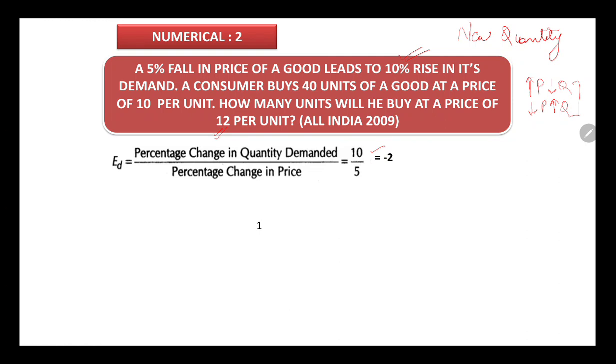But also they say a 5% fall in price. Fall means that it's a negative figure over here, and there is a rise in its quantity demanded. So you will always put a minus sign, let's say minus 2. But if someone asks you what kind of elasticity of demand it is, it is more than unit elastic, because when you are analyzing and giving a statement about what kind of elasticity it is, you will always focus on the absolute value, which is 2. Since 2 is greater than 1, we will say that it is a more than unit elastic demand.